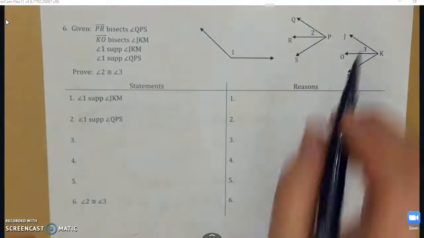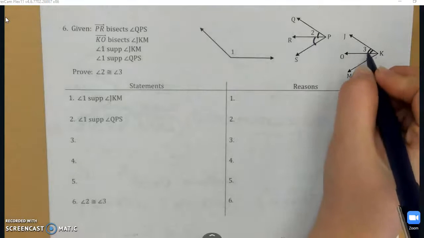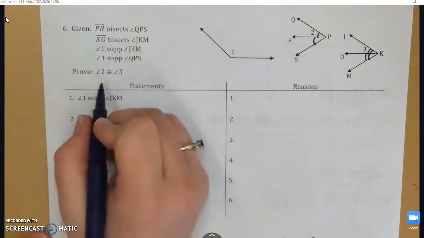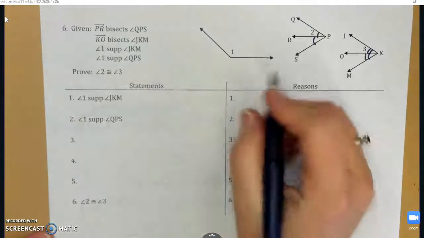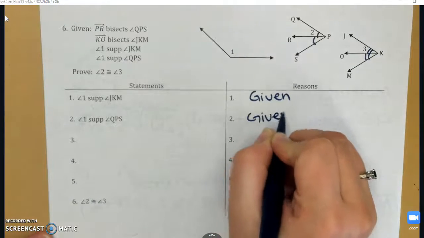PR bisects QPS, so that's splitting it in half. KO is bisecting JKM, so that's splitting it in half. Angle 1 is supplementary to JKM, and angle 1 is supplementary to QPS. I want to show angle 2 is congruent to angle 3. Okay, my first 2 statements are written here for me. Those came straight from my given information, so those reasons are going to be given.